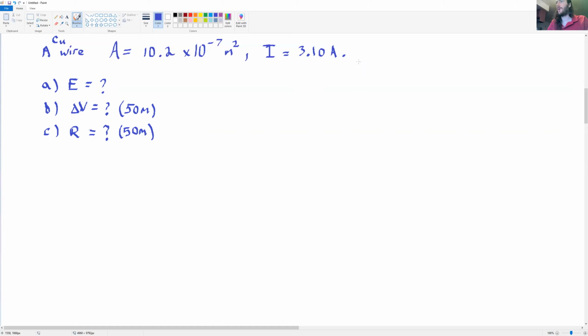Let me get you more information on copper here. The resistivity for copper is 2.4, I forget what it is. Let me grab the value from the book. Oh no, it's 1.72. 2.4 is gold. 1.72 times 10 to the minus 8 ohm meters.